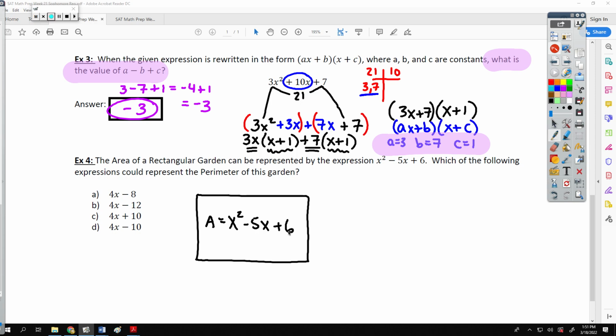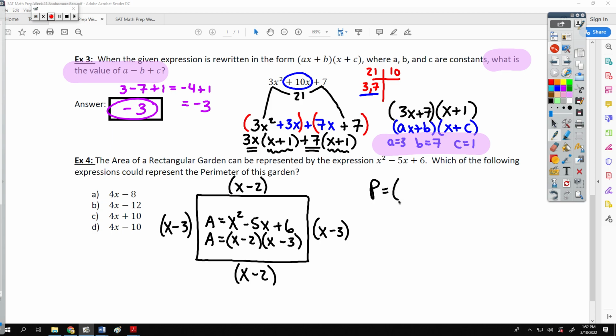So if we take this area expression and we factor it, two numbers that multiply to 6 and add to negative 5 are negative 2 and negative 3. Simple factoring like we did in example 1. Those two expressions could very easily represent the length and the width of this garden. In which case we are able to find the perimeter because that means we know the lengths in terms of x of all four sides of the garden.